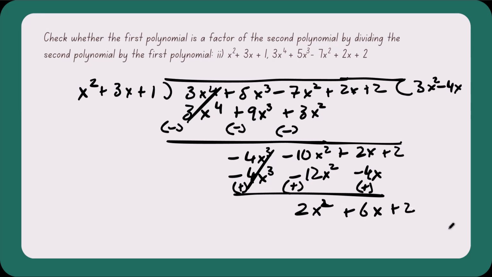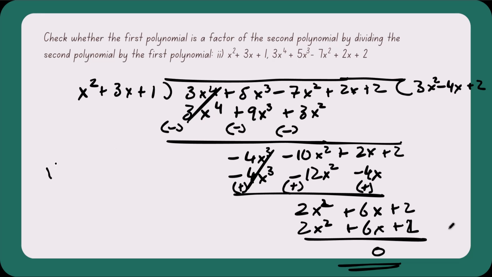Okay. Now what is left? We have one more number. So it is 2, right? Plus 2. So 2 into x square will become 2x square. 2 into 3x will become 6x. 2 into 1 will become 2, right? So what is the answer? 0. Subtract it will become 0. So we got it, right? Is this a factor? Yes, it is a factor, right? What is the reason? Very simple reason. Because it is completely divisible, right?